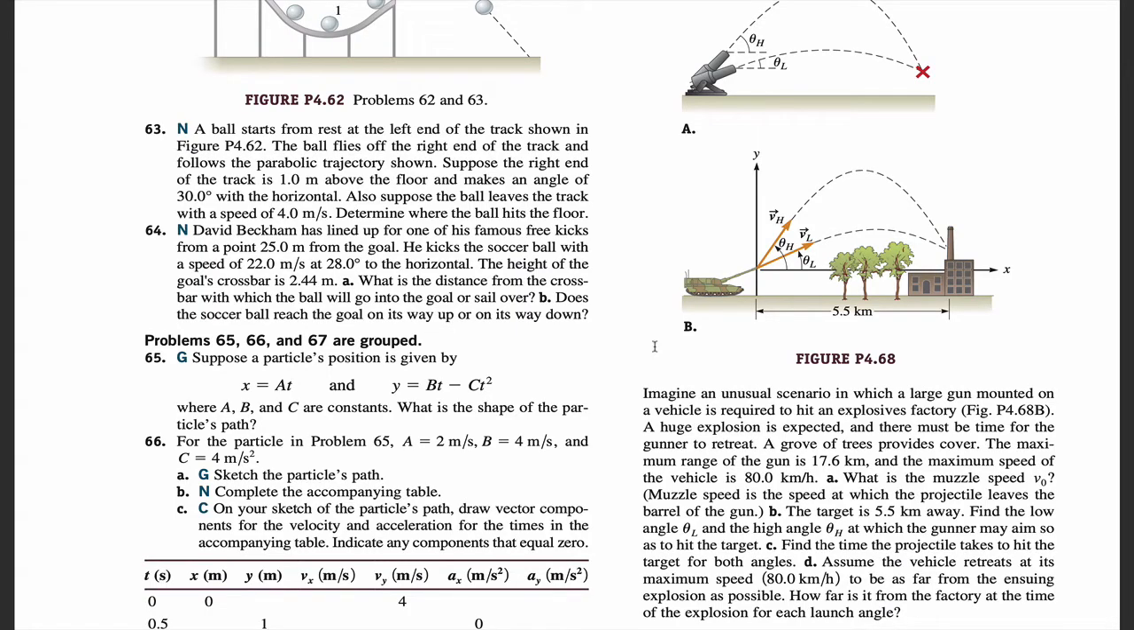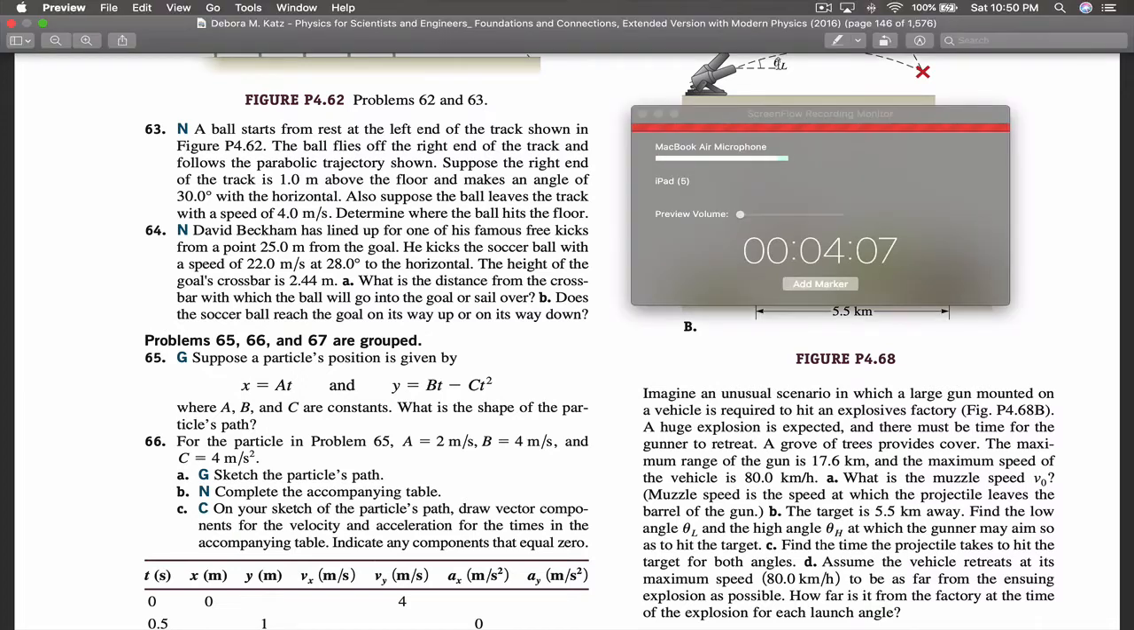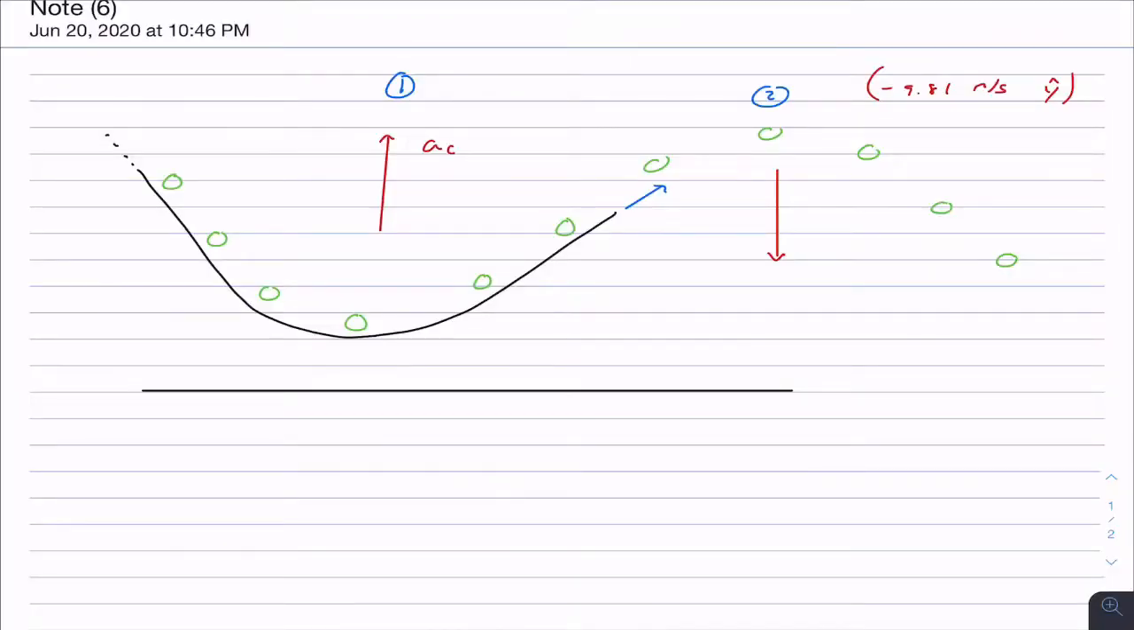A ball starts from rest at the left end of the track. Same scenario. It flies off the right end of the track and follows the trajectory. Suppose the right end of the track is 1 meter above the floor and makes an angle of 30 degrees with the horizontal. Also suppose the ball leaves the track with a speed of 4 meters per second, and determine where the ball hits the floor.